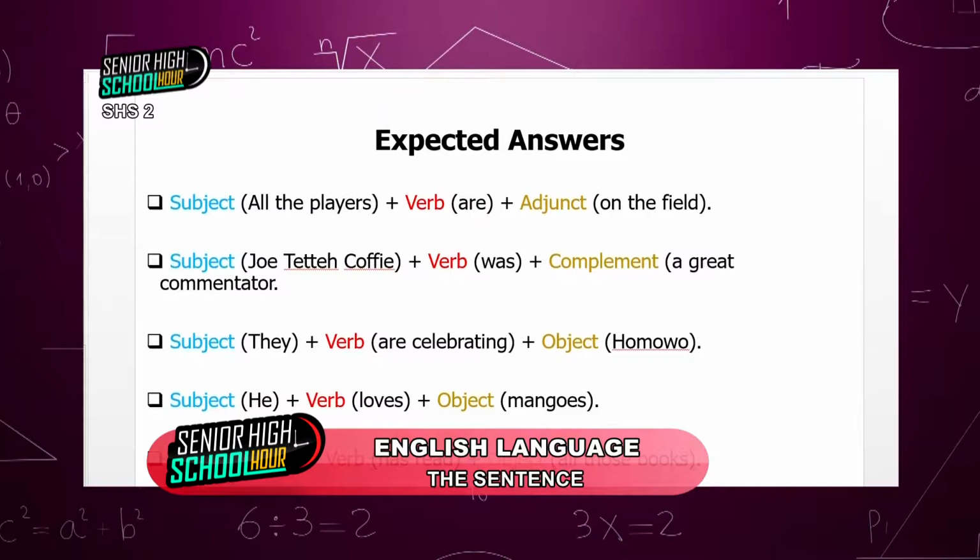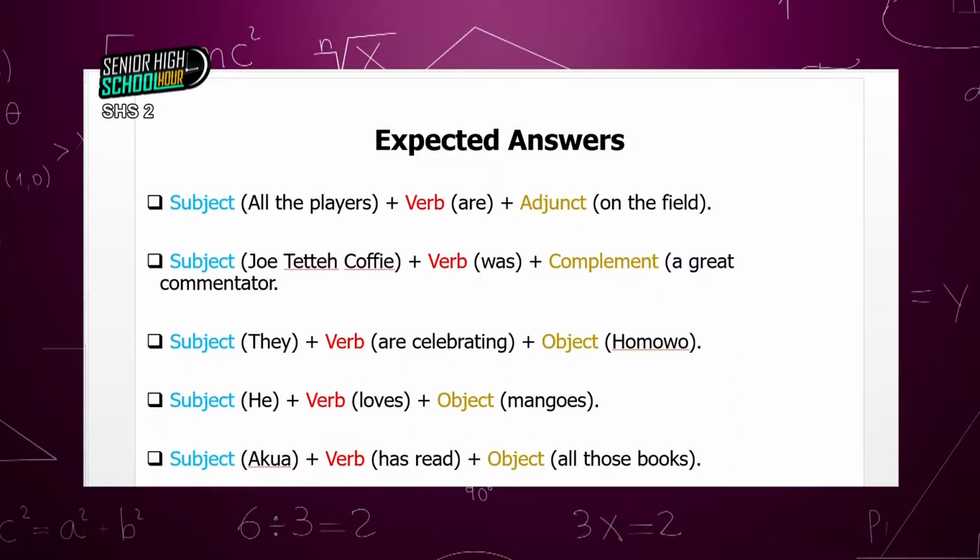Then the next one, he loves mangoes. Where's my verb? Loves. Therefore, my subject is he. And then mangoes, can it be passivized? Yes, mangoes are loved by him. Therefore, mangoes is also an object.